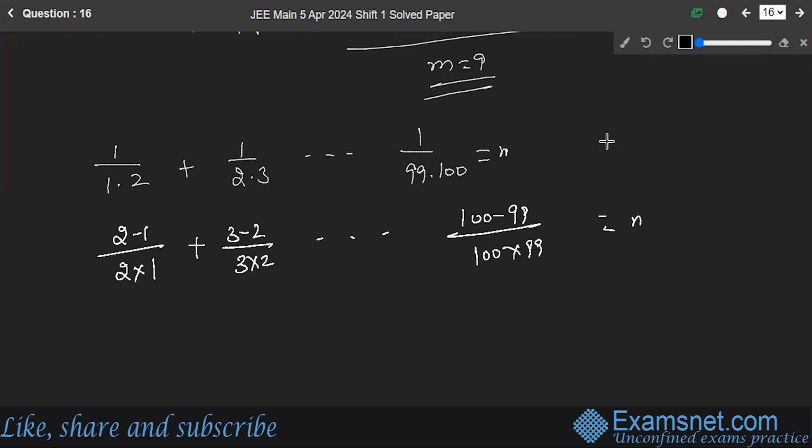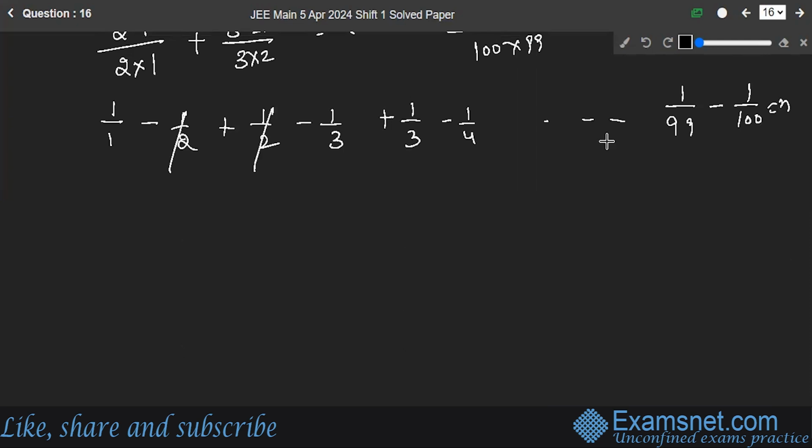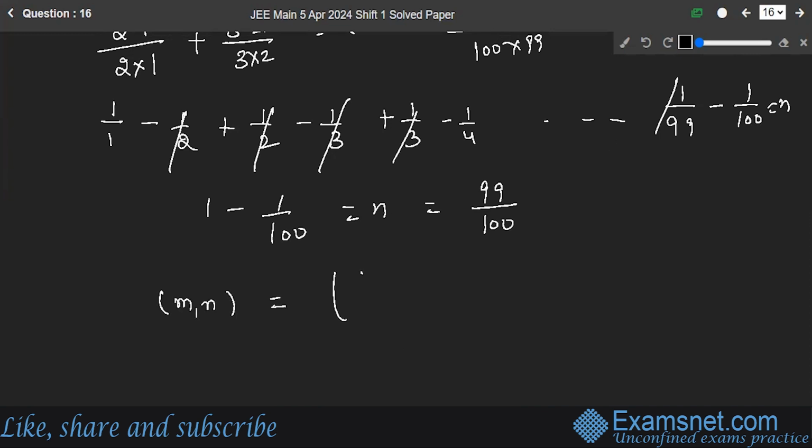That is equal to 1 upon 1 minus 1 upon 2, plus 1 upon 2 minus 1 upon 3. Similarly, 1 upon 3 minus 1 upon 4 will be the next one, and so on till 1 upon 99 minus 1 upon 100. That is your n. Again there will be cancellations, and 1 upon 99 will also get cancelled. You will have 1 minus 1 upon 100 as the value of n. So n is equal to 99 upon 100. Now the point (m, n) becomes (9, 99 upon 100).